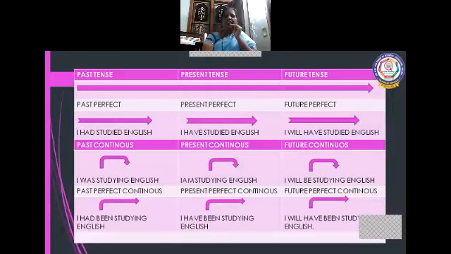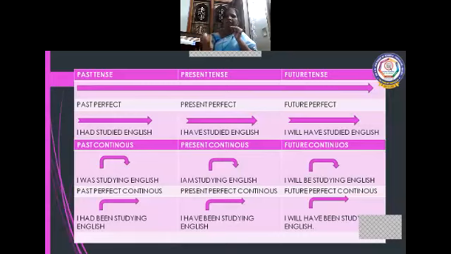Then what is the next tense called? Past perfect continuous, present perfect continuous, and future perfect continuous. I had been studying English. I have been studying English. I will have been studying English. So this is past perfect continuous, present perfect continuous, and future perfect continuous.